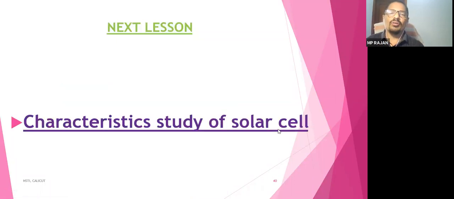Okay. So in the next class, we'll see more about the solar cell: what is the voltage, what is the current, what is open circuit voltage, what is short circuit current, what is the IV characteristics curve, like this. So electrical characteristics of solar cell we'll discuss in the next video.